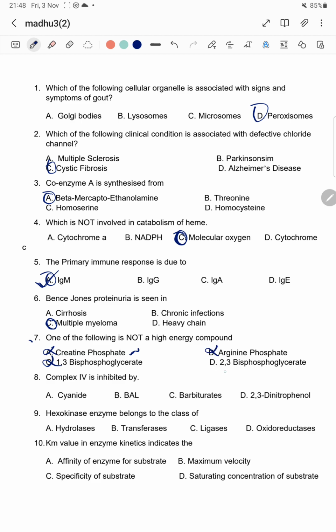Here the 4th one, D, 2,3-bisphosphoglycerate is not a high energy compound. This is the correct answer. D is the correct answer for the 7th one. So let me erase all these.